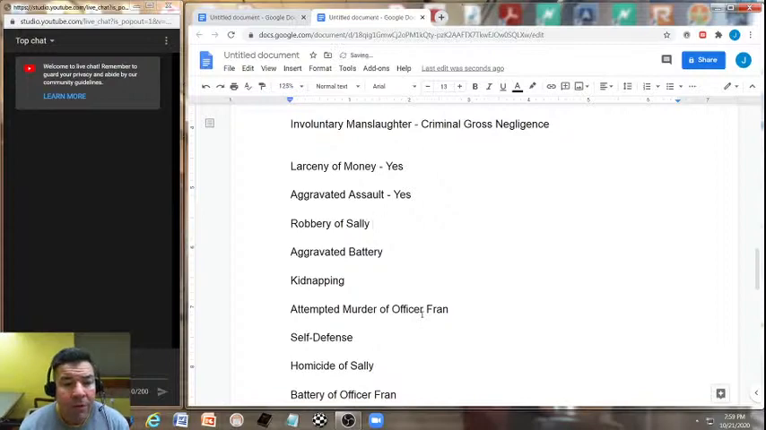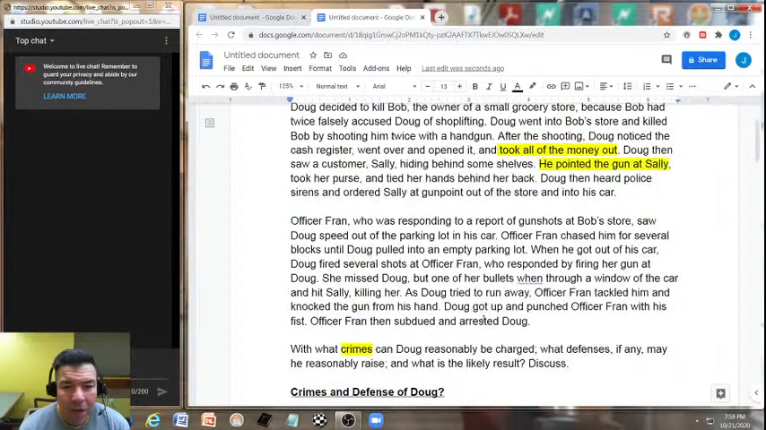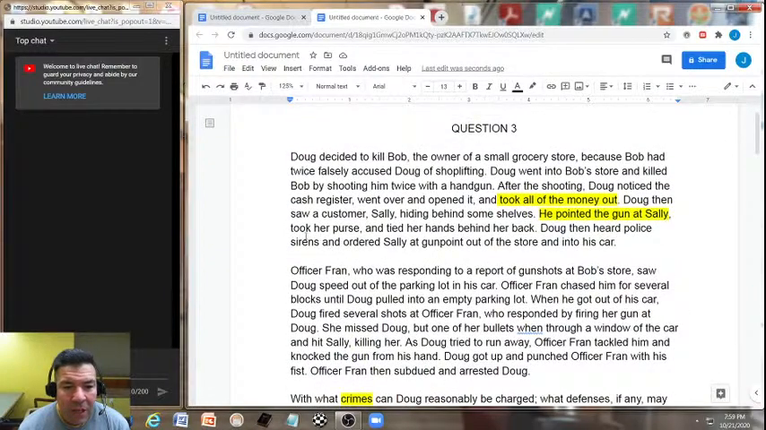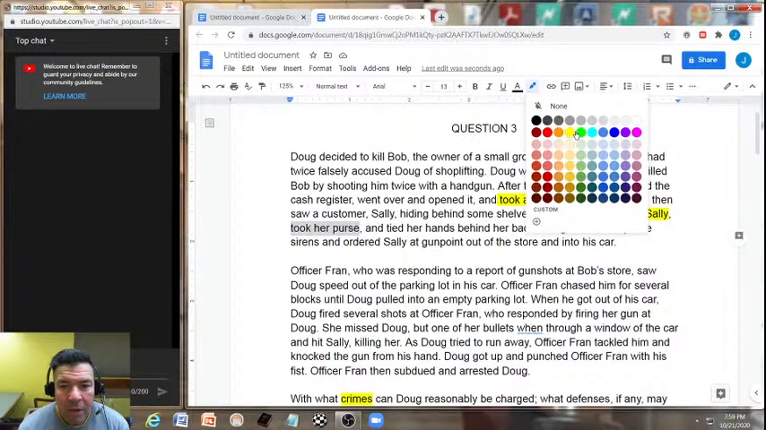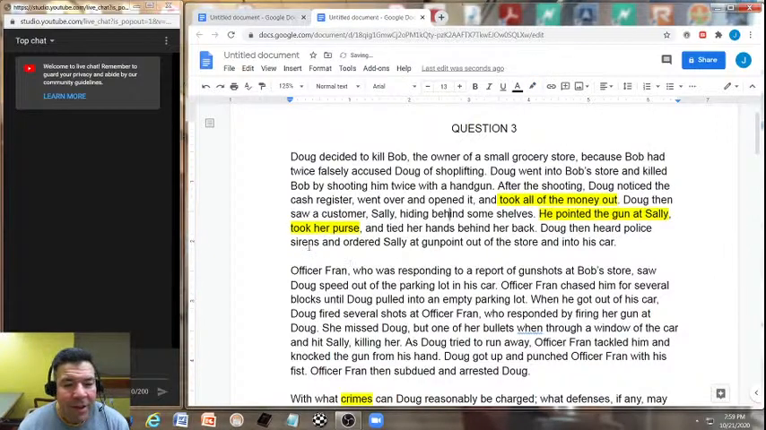Now, robbery of Sally. Now, when did this happen? Let's come back up and talk about that. This is when he took her purse. Okay. Now, Sally did not give Doug this purse. Doug took this purse from Sally. This represented the robbery. Remember, it would not be the larceny and the robbery. Remember, you can only be charged with one. It would most likely be the robbery.